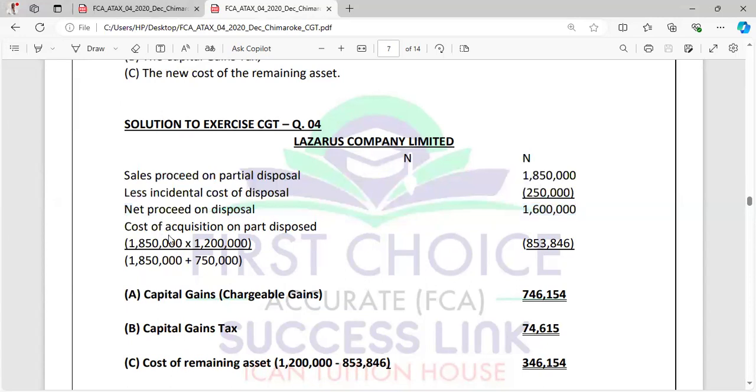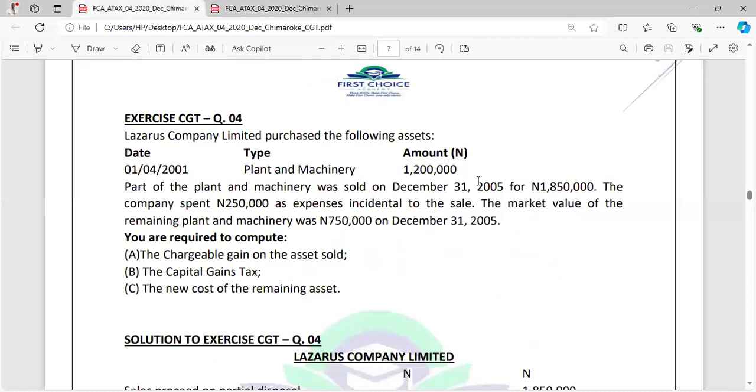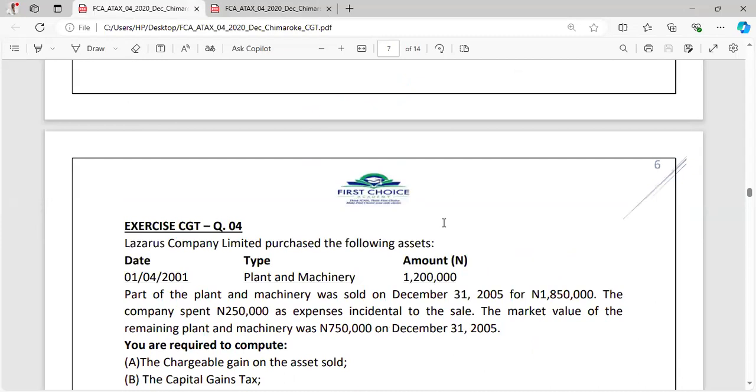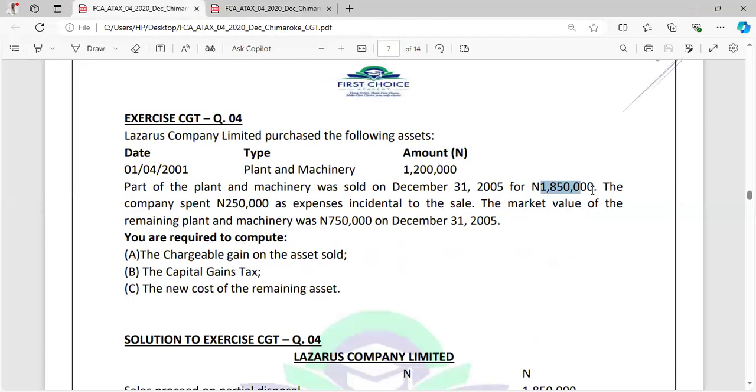Now we need to find the cost of acquisition on that part you are disposing. And we have this formula: A times C over A plus B. Our A is 1,850,000. Our C is this 1,200,000. Our A again is this 1,850,000, while our B is 750,000.